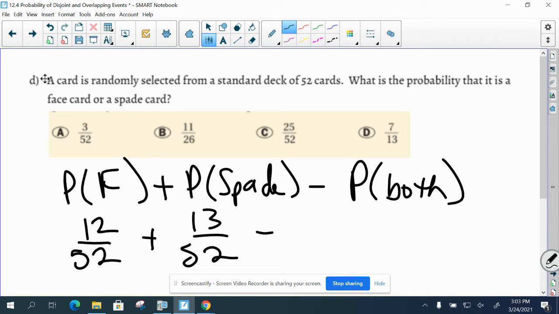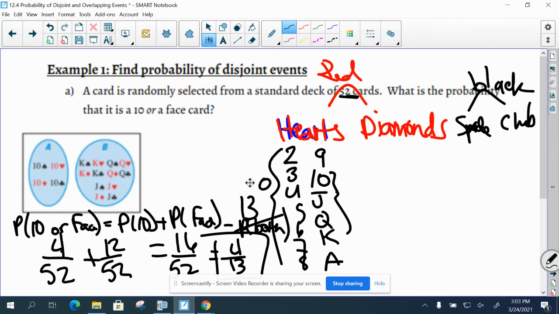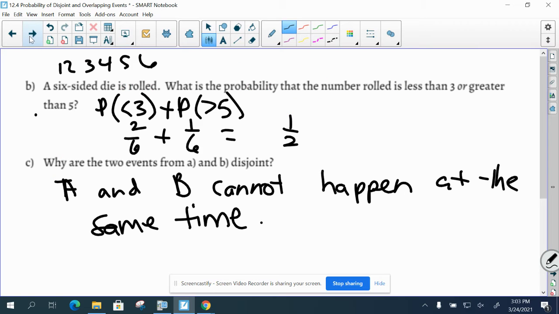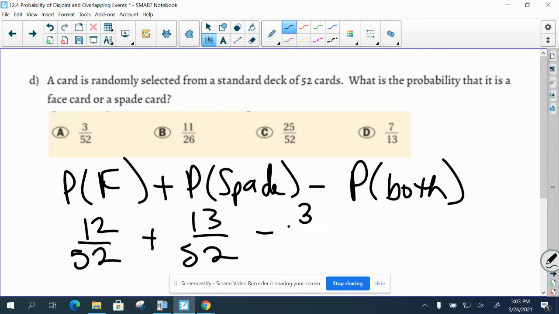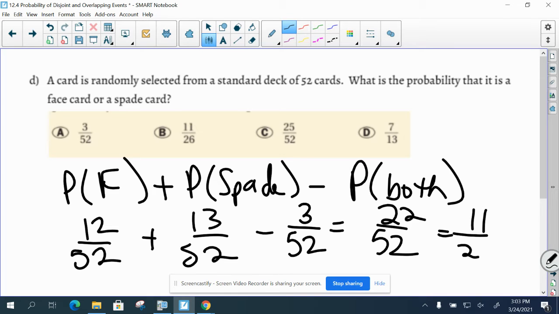And then minus the probability of both of them happening. I'm going to go back here to look. So if it's both, it's asking for a face and a spade. So here are your spades, and you only have 3 out of all 52 cards. So that would be subtracting 3 out of 52. Okay, so this is why I like to have the same denominator, just so I can do the math in my head. So this would be 25 minus 3 is 22 over 52, which simplifies to 11 over 26. So B would be our answer.